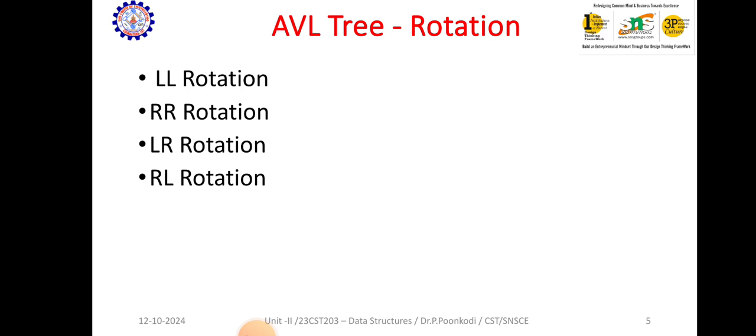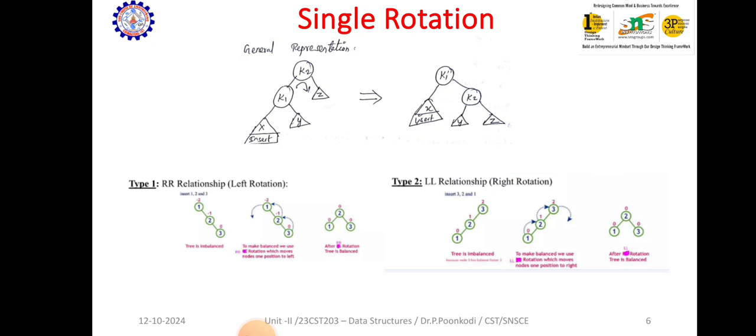So those trees are balanced by using these 4 rotations: LL rotation, RR rotation, LR rotation, and RL rotation. These four are the types of rotations which are used to fix the unbalanced conditions to become a balanced one. Okay, first we will discuss the single rotation. The single rotation is used to fix case 1 and case 2, the LL rotation and RR rotation.